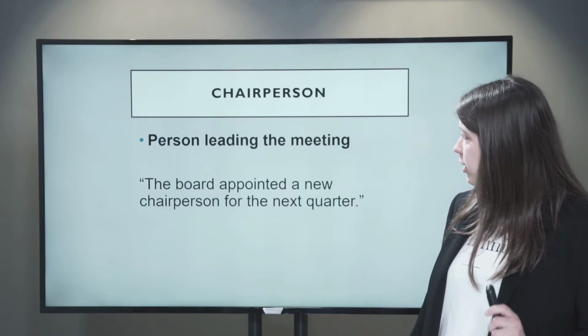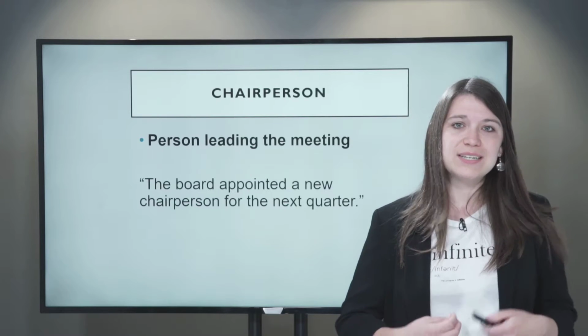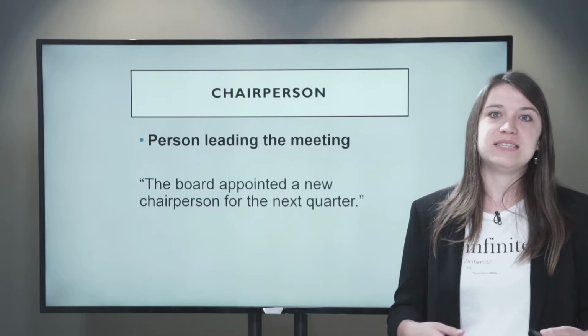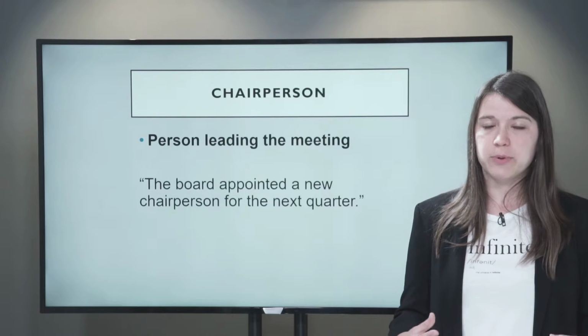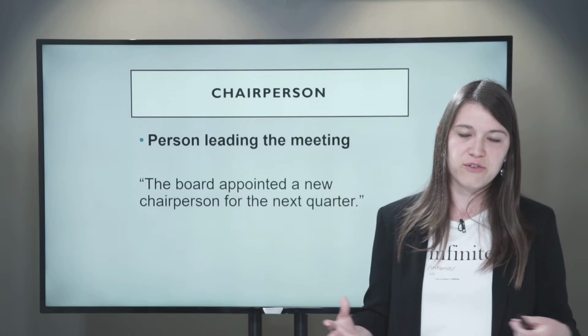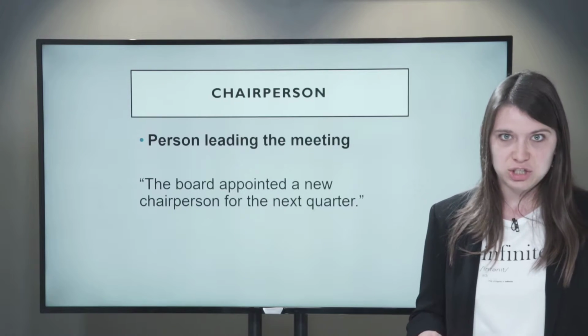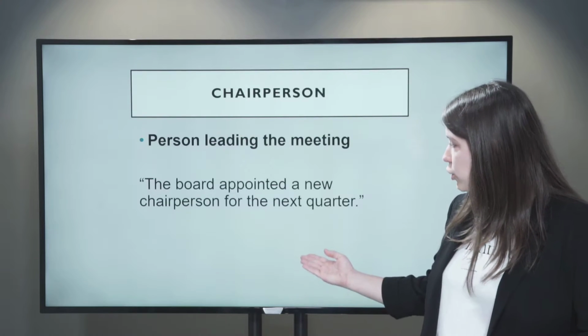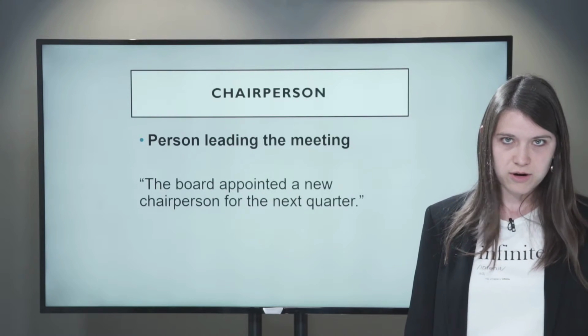Okay, the chairperson in a meeting is the person leading the meeting. So you might have one chairperson and then several speakers, for example, but the chairperson is the one who keeps you on track, focused, who makes sure that you're covering all of the items on the agenda, for example. Okay, so the board appointed a new chairperson for the next quarter, for example.